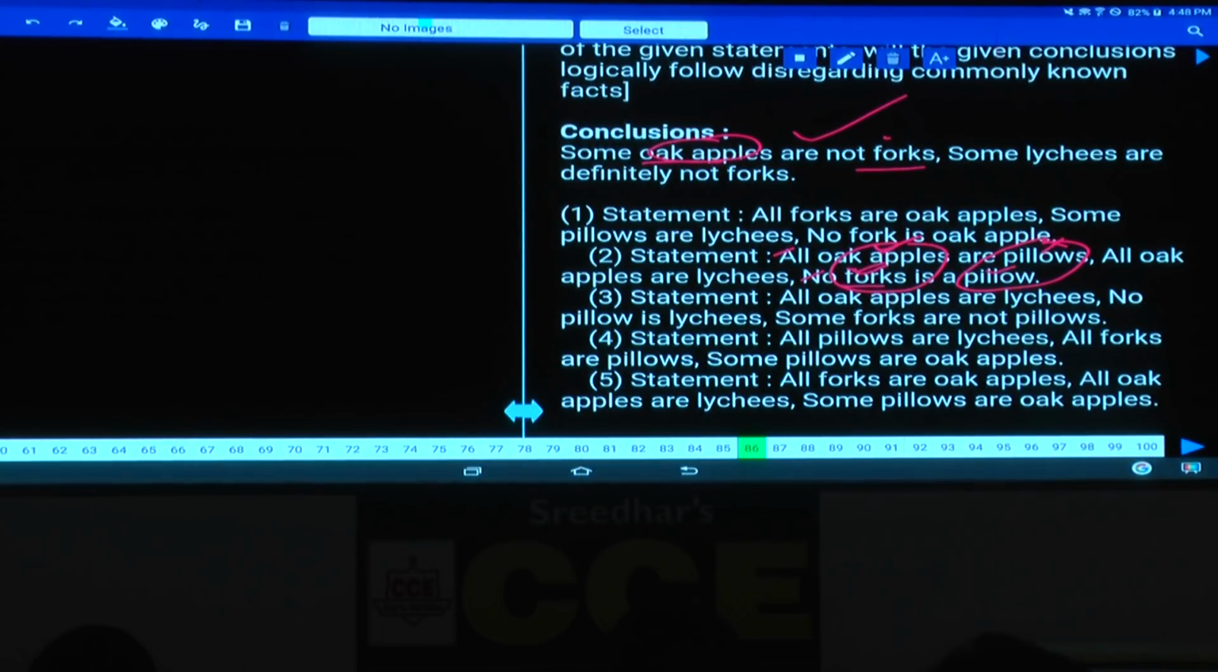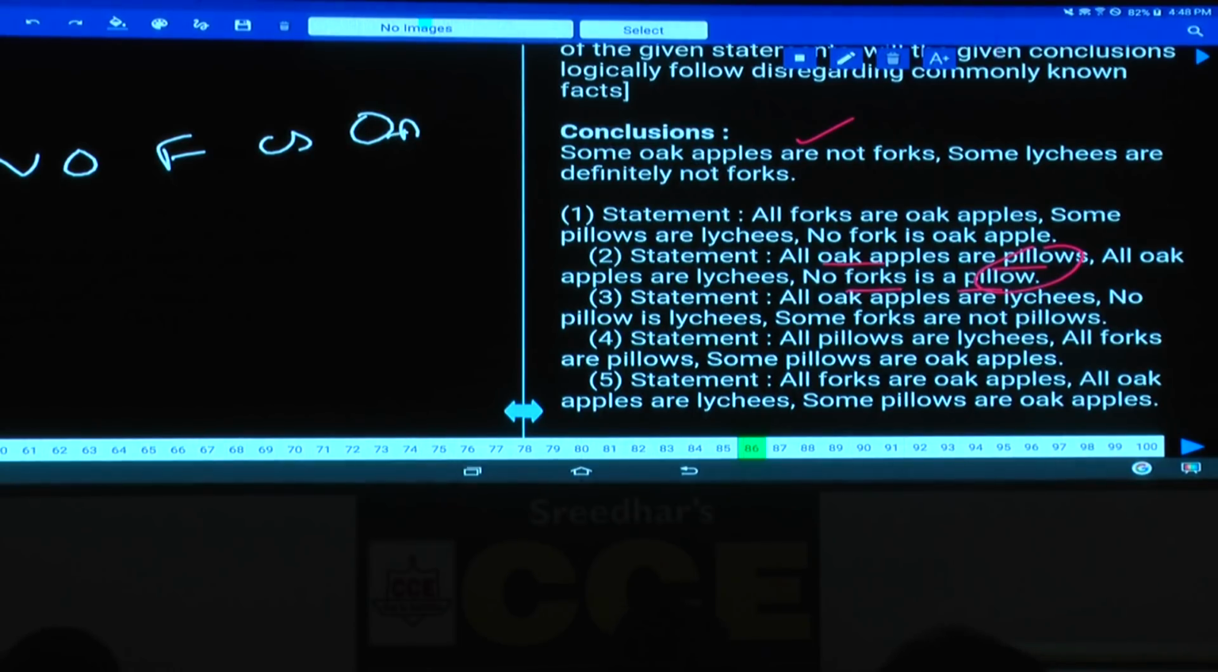Then coming to the second one, some lychees are not fork. No fork is pillow, and now we should have lychee and fork. Now lychee and fork, what is the conclusion here? No fork is pillow. Now all oak apples are pillows. Now the middle term is distributed. Now with the help of these two, what is the conclusion I got here? No fork is oak apple, isn't it?